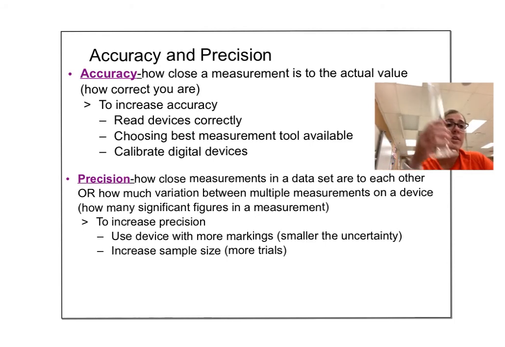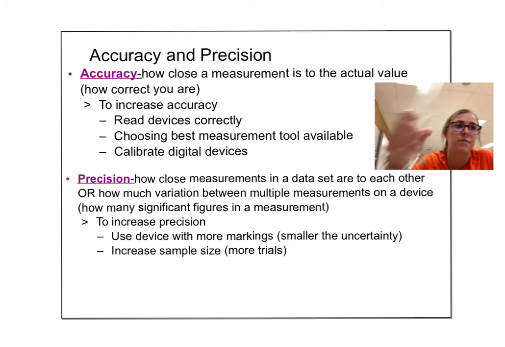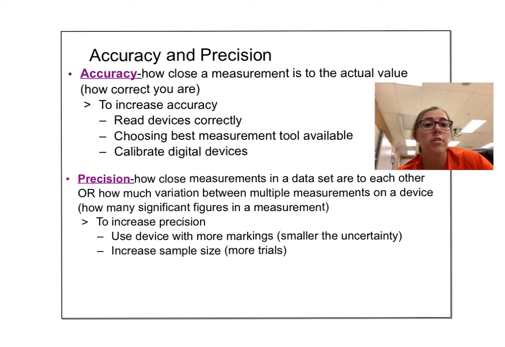Like for this guy, if I have a liquid in here, I need to make sure I'm putting it on a flat surface, getting to eye level, right? Because if it's crooked, that's not very accurate. You could also choose the best tool available. So if you are measuring a tiny, tiny amount of liquid, this might not be the tool to be most accurate in. Maybe you need a smaller graduated cylinder or something like the volumetric pipette.